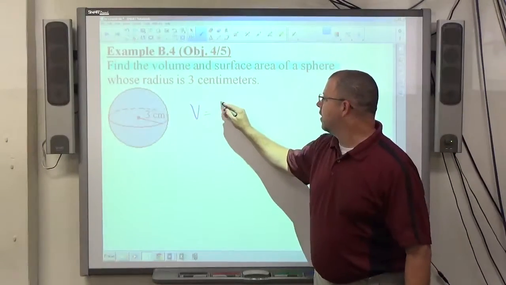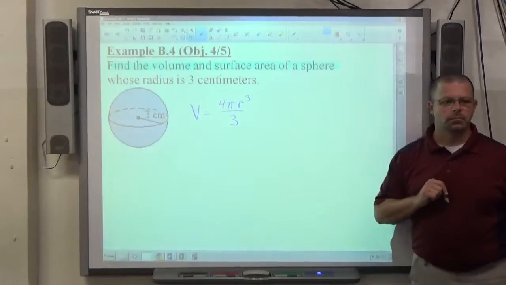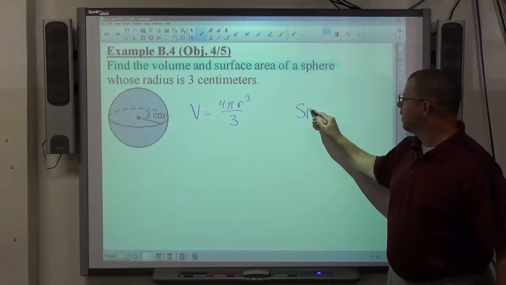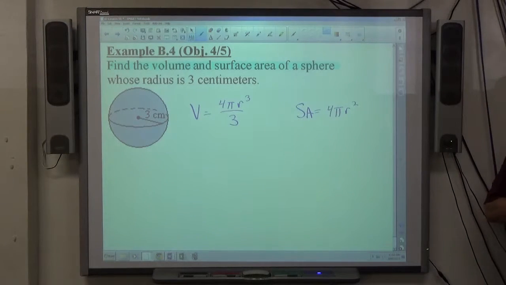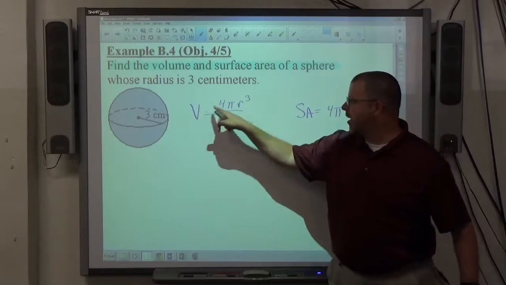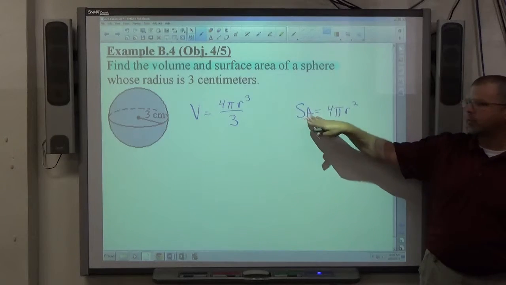The volume formula for a sphere is 4 pi r cubed divided by 3. The only dimension you need to know is the radius. The surface area formula for a sphere is 4 pi r squared. The only thing you need to know is the radius. Every time you get a sphere problem, guess what they're going to give you? The radius. The only time they won't is if they say the volume of a sphere is this, find the radius. You know this, and you have to solve the equation for r. The surface area is this, find r.